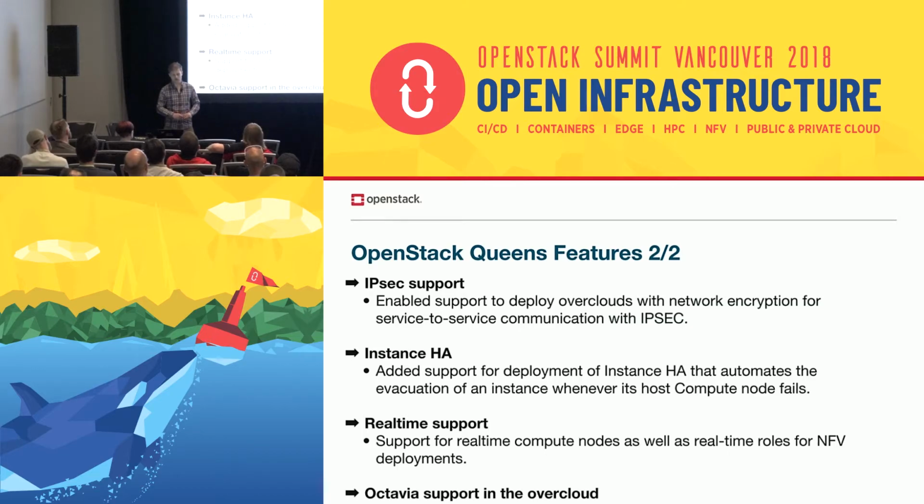We also have a lot of cases that meet the NFV requirements. One of them is the real-time support, so the real-time compute nodes and the real-time roles for NFV. And one of the last big things that we have done in Queens is supporting Octavia, the load balancing as a service in OpenStack.